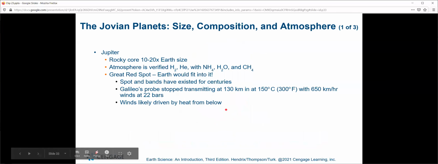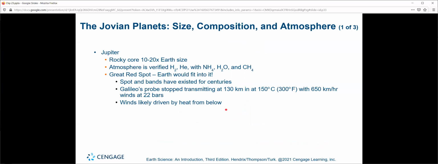And Earth is drawn to scale over here to see the massive change in size. The inner part of Jupiter, that rocky core, is still thought to be larger than Earth, maybe 10 to 20 times Earth's size. We have found within Jupiter's atmosphere H2, molecular hydrogen, helium, as well as NH4. I believe that's methane. We found water. We found CH4. No, sorry, NH4 is ammonia. CH4 is methane. There we go.